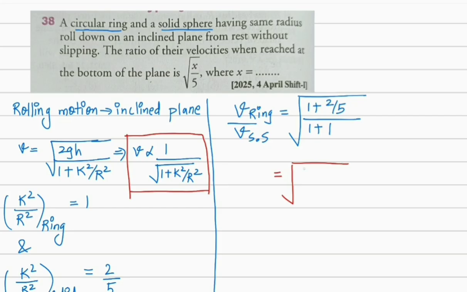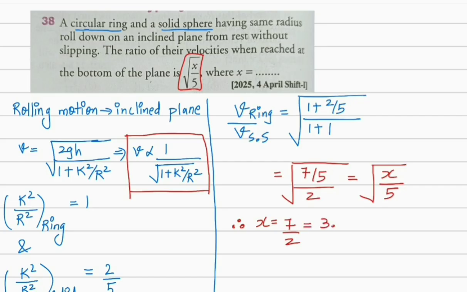This will look like root of, students, 7 by 5 divided by 2. Now as per the data, the same value is, students, root x by 5. Can you find this? Root of x by 5. Just compare this, you will get to know that the value of x is 7 by 2, because 5 is common in the denominator of both.